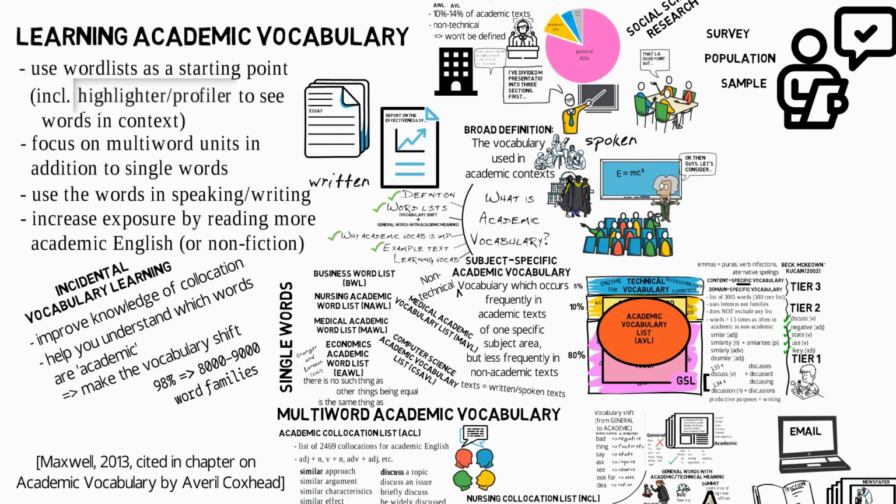The quote is, "Nobody is a native speaker of academic English." In other words, even native speakers of English need to learn how to speak and how to write academically. And the main way they do this is by reading more academic English and paying attention to the language and the vocabulary that it contains.